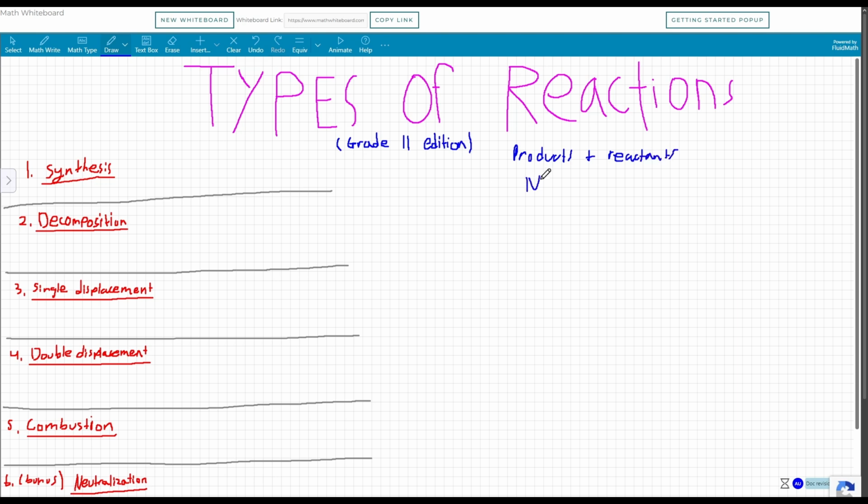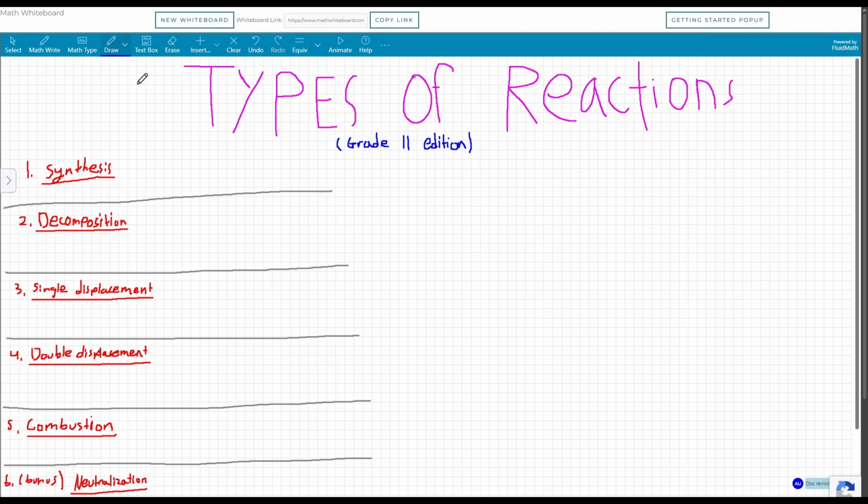So let's just give an example here. Na plus Cl equals NaCl. This would be the reactants, and this would be the product. Why? Because these two are the chemicals that are going to react together to produce the product. Okay, so now that that's out of the way, let's dive into each and every one of these reactions.